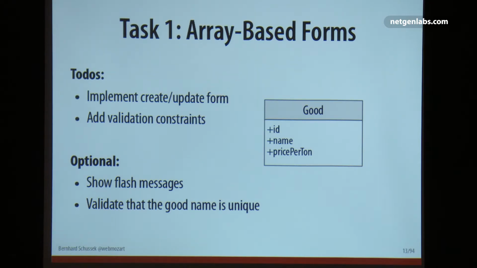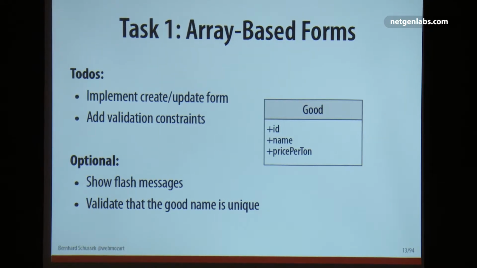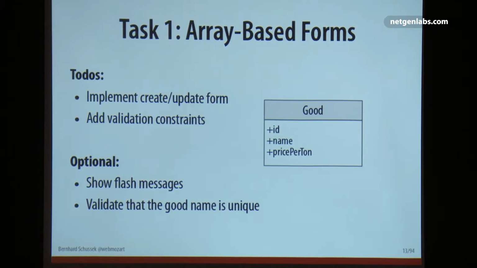So the first task for you would be to create a form for modifying goods. Goods are very simple. They just have two fields. They have the field name and price per ton. And I would like you to create forms for creating new goods and for updating existing goods. And for that, you have to go to the controller, GoodController. It's in the Deep Space 1 game bundle. And basically apply the knowledge that I just brought you. I can go back to the previous slides if it's necessary for you.